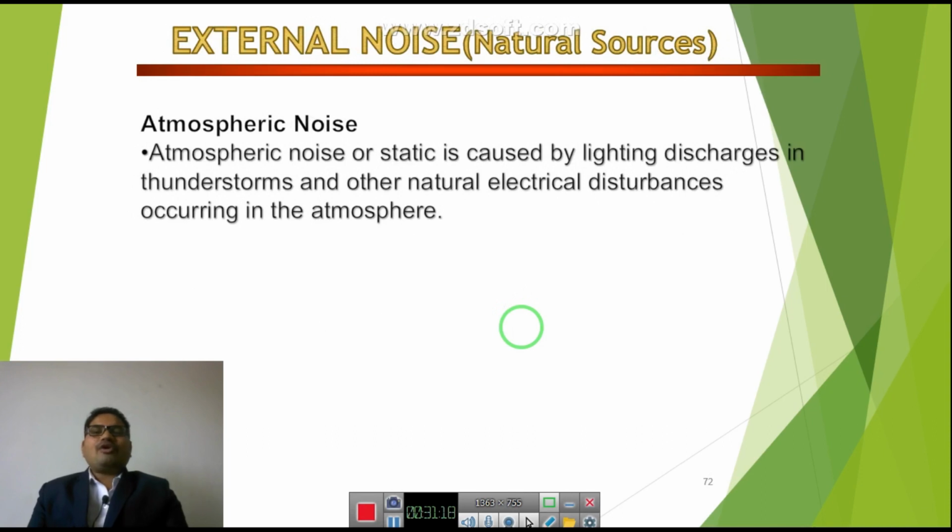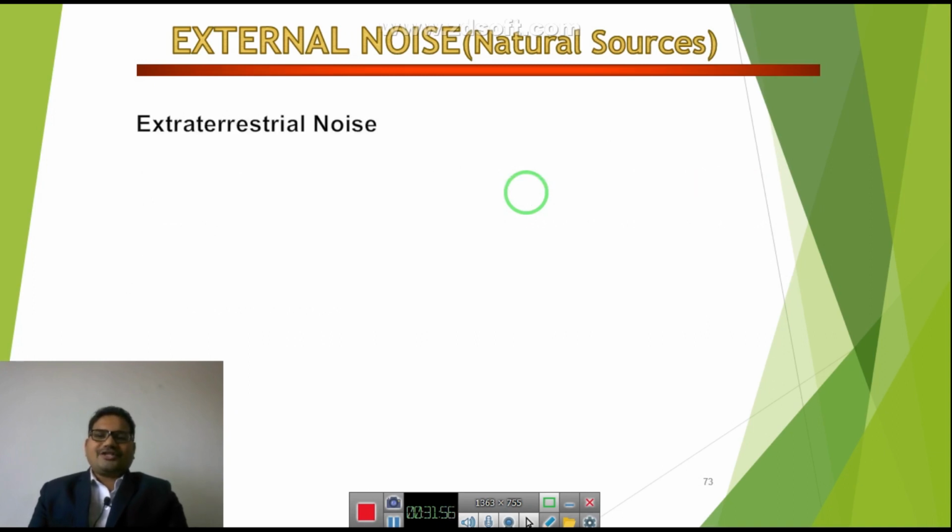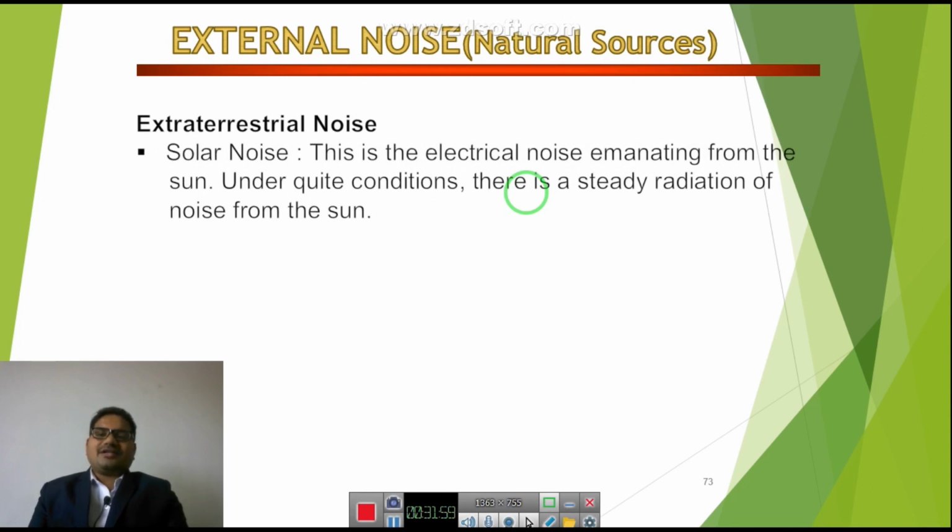Now the next type of noise that we have seen is external noise. External noise has again one type that we call natural sources. In natural sources, there is one type of noise called atmospheric noise. Atmospheric noise, also called static noise, is caused by lightning discharges in thunderstorms or other natural electrical disturbances occurring in the atmosphere. These electrical impulses are random in nature. Hence, the energy is spread over the complete frequency spectrum used for radio communication.